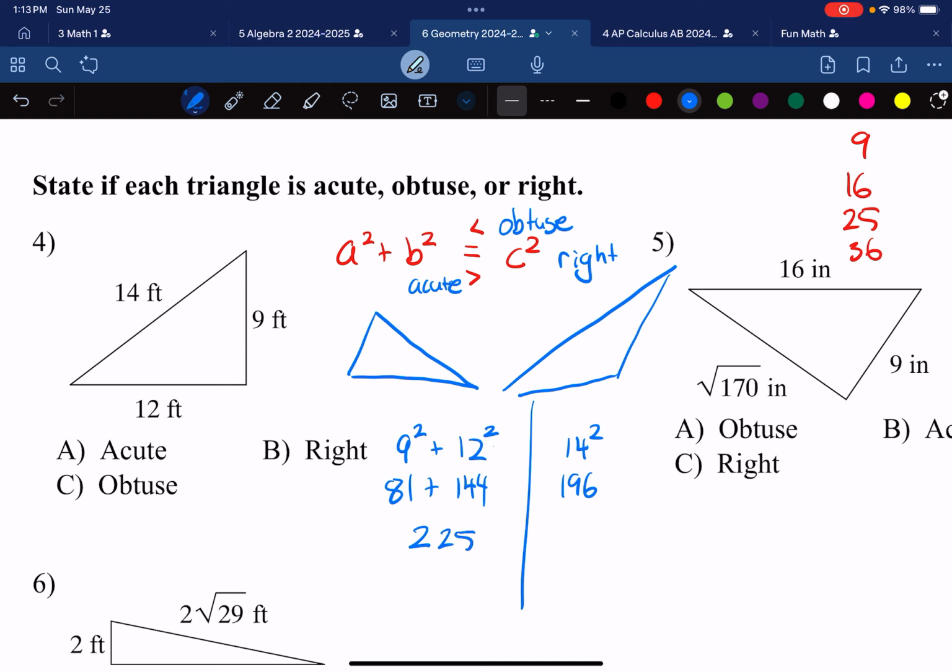225. And then over here, I still have 196. All right, who won? Well, 196. The hypotenuse lost, which means the hypotenuse is really tiny. Hypotenuse tiny means it's acute. Correct answer here should be A.